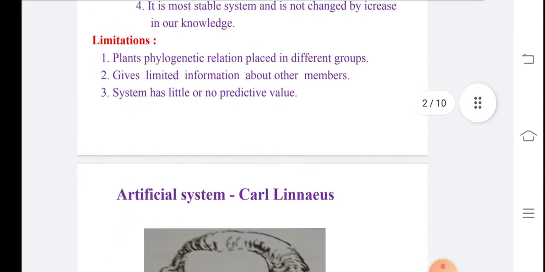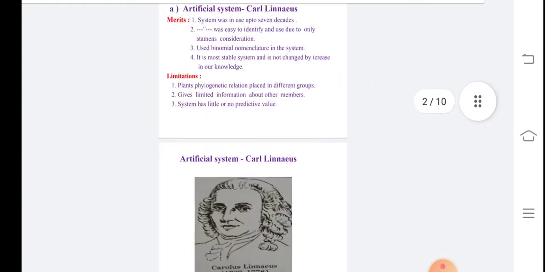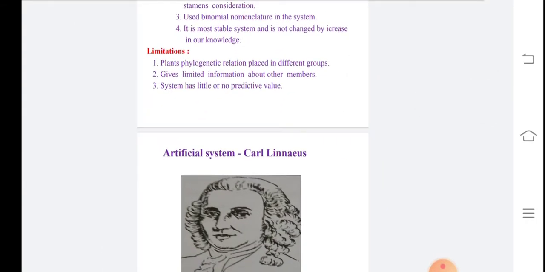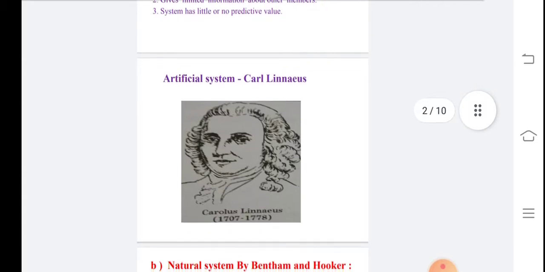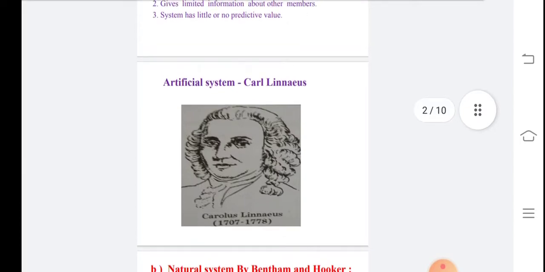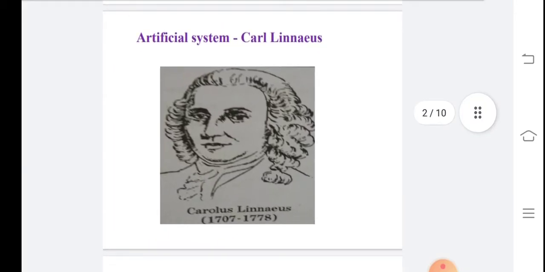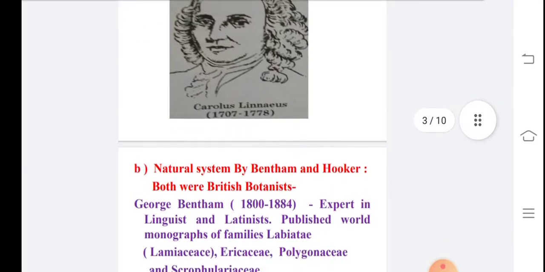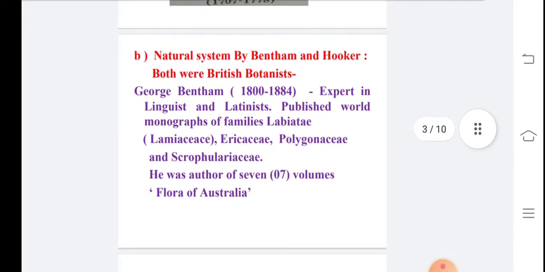Then the second system of classification. Here is the photograph of Carl Linnaeus, 1707 to 1778; in the last lecture it was not possible for me to include it. Our second system of classification is the natural system of classification.